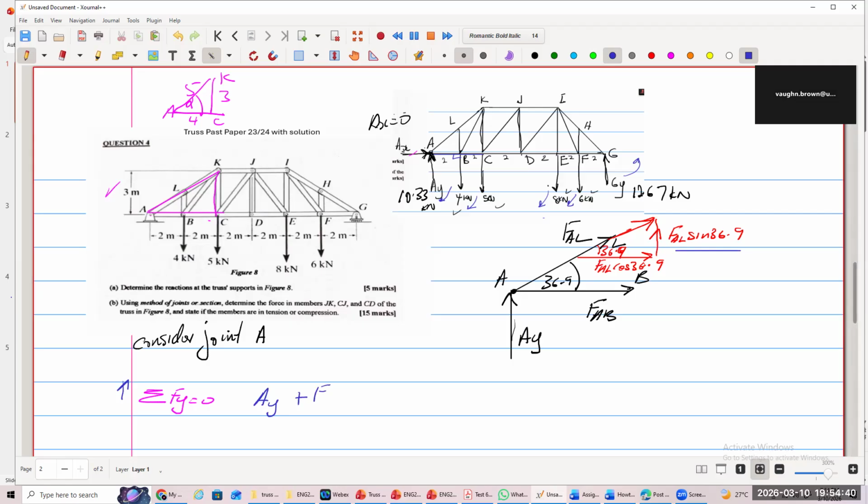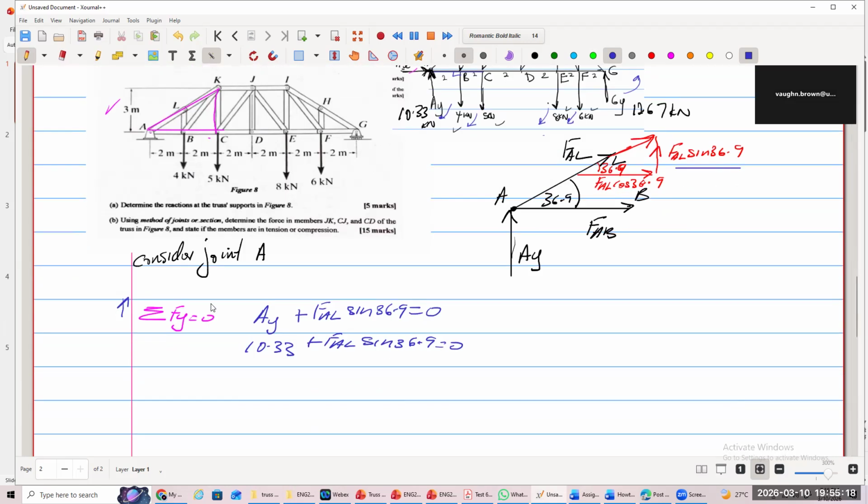FAL sine 36.9 equals to 0. Right? And so from that, I know AY. AY is 10.33. Plus FAL sine 36.9 equals to 0. Any questions so far?